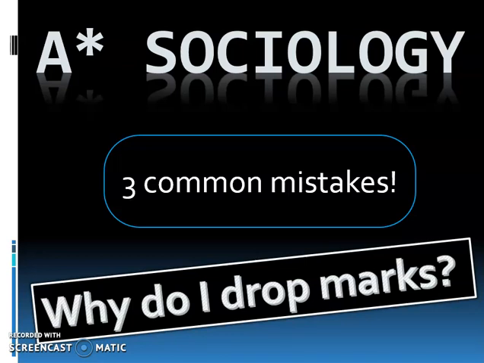Have you ever done an assessment, felt pretty good about it, but once you got the results, you realised that you have not done as well as you thought, and you're not really sure why? Well, in this tutorial, we're going to look at 3 common mistakes that students might make that may cost you valuable marks without realising it.